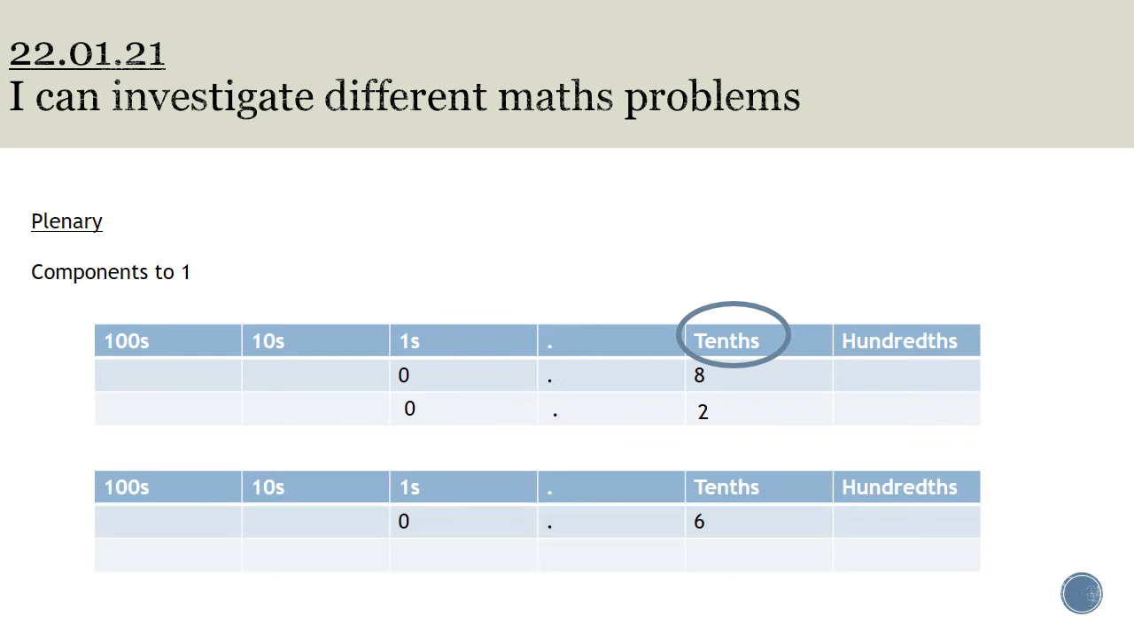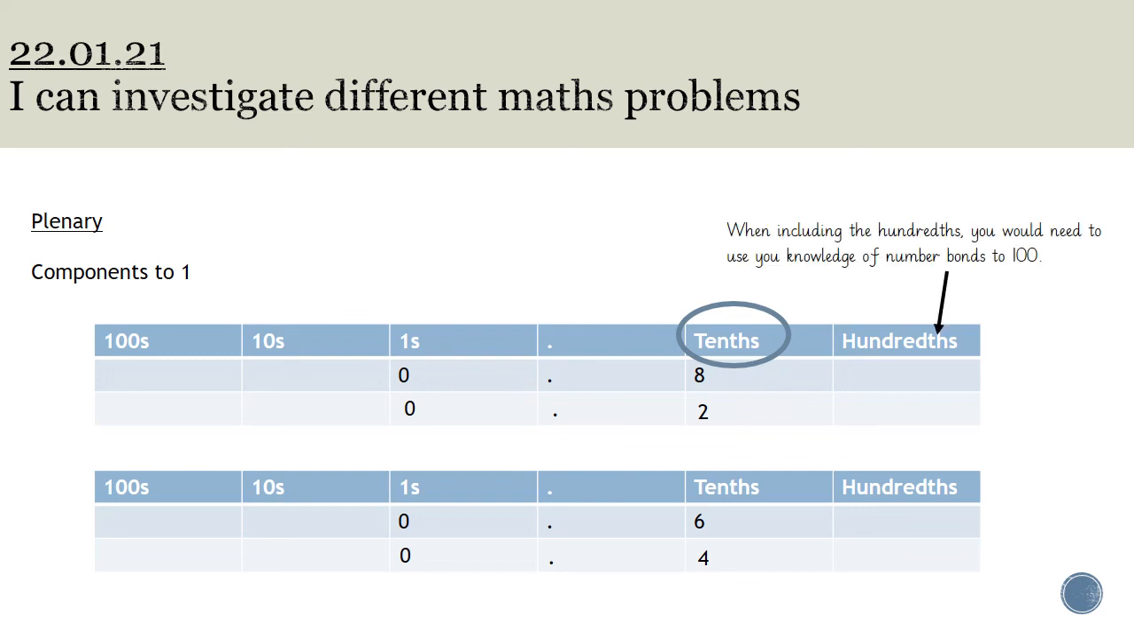Now it's your turn. Use your knowledge of number bonds to 10 to help you to solve this. If you have 0.6, what would its component be to get to 1? So what would you add to 0.6 to get to 1? Well, 6 add 4 makes 10, so there are 4 tenths, and then 0 ones. So the missing number would have been 0.4.